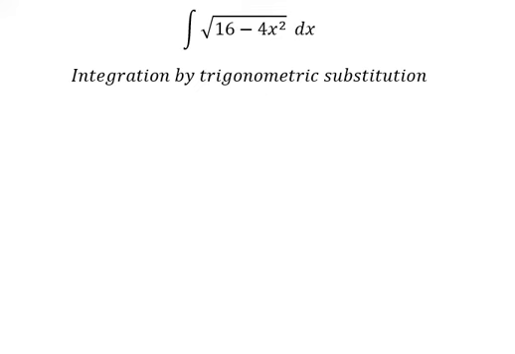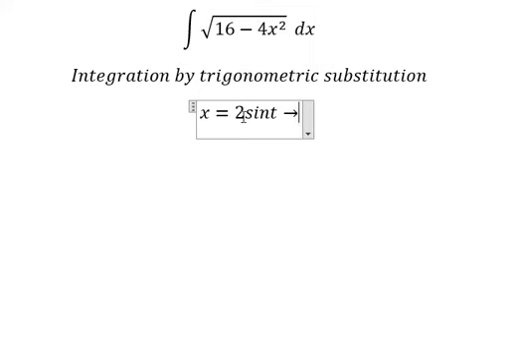So I will put x equals to 4 over 2, or we can put 2 in here. And later I will use sine t. So if we put this one in here, we have 4 sine t square, number 16. We can do factorization. 1 minus sine t square, we change by cosine t square, and later we simplify the square root and dx.